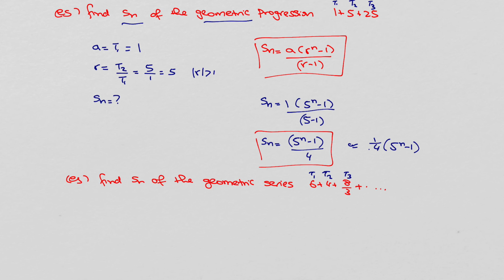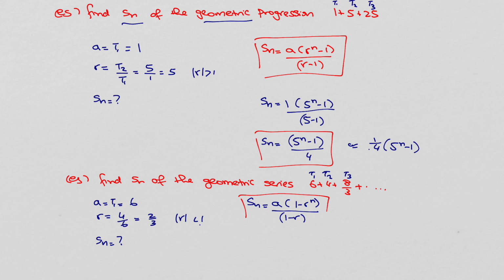So here we have find the sum to n terms of the geometric series. So again, a is term 1, which is 6. r is 4 divided by 6, or in other words, 2 over 3. And we're looking for S of n. So this time r is less than 1, so we would go with S of n is equal to a times 1 minus r to the power of n over 1 minus r.